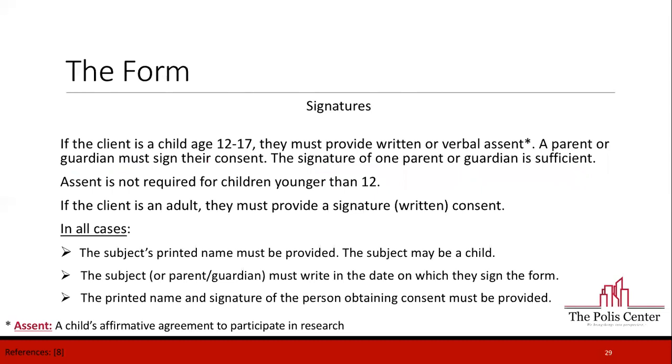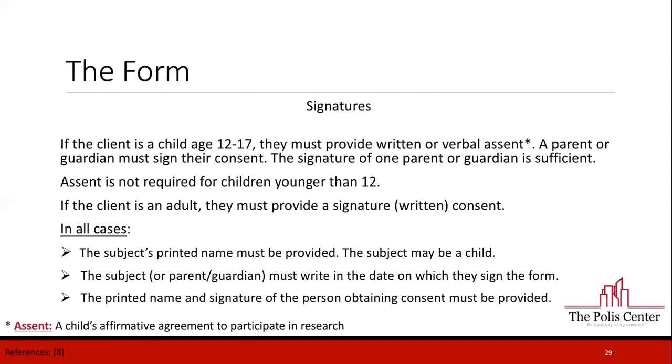Finally, on the form are lines for signatures. If the client is age 12 to 17, they have to provide either written or verbal assent. The parent or guardian of the client would then provide the consent for that child. We only need the signature of one parent or guardian, not necessarily both.